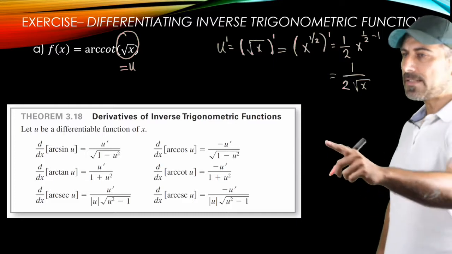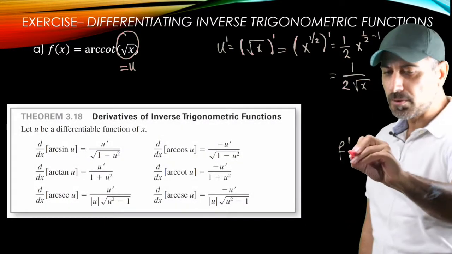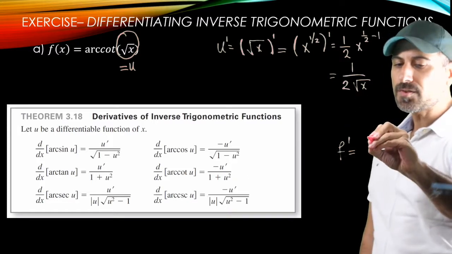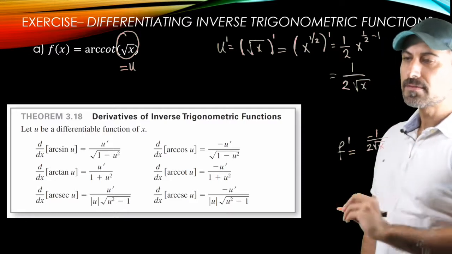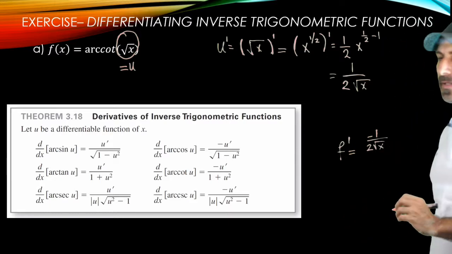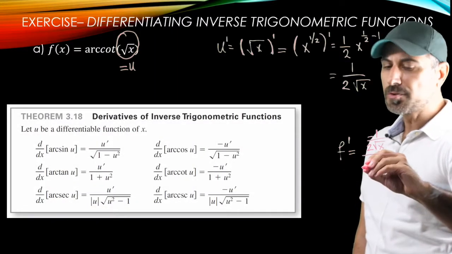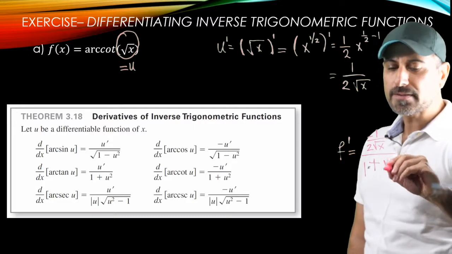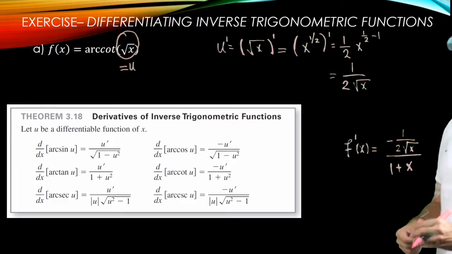And let's go ahead and then use this formula here. All right, f prime is equal to minus u prime, which is exactly this, minus 1 over 2 root x, divided by 1 plus u squared. Well, u is root x. The square of that is just x. So this takes care of part A.